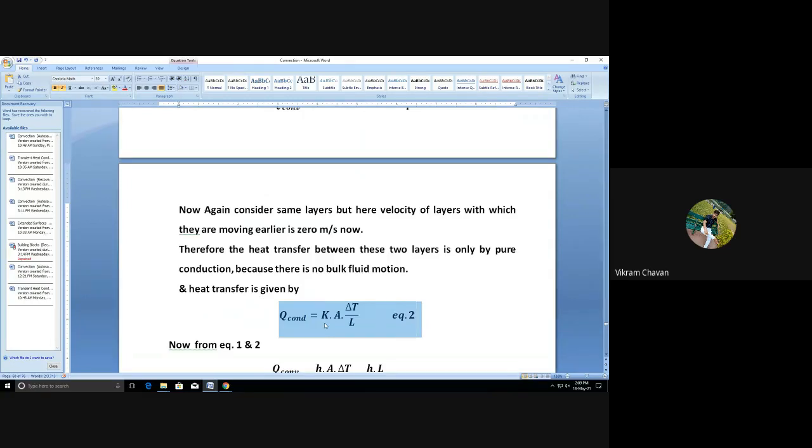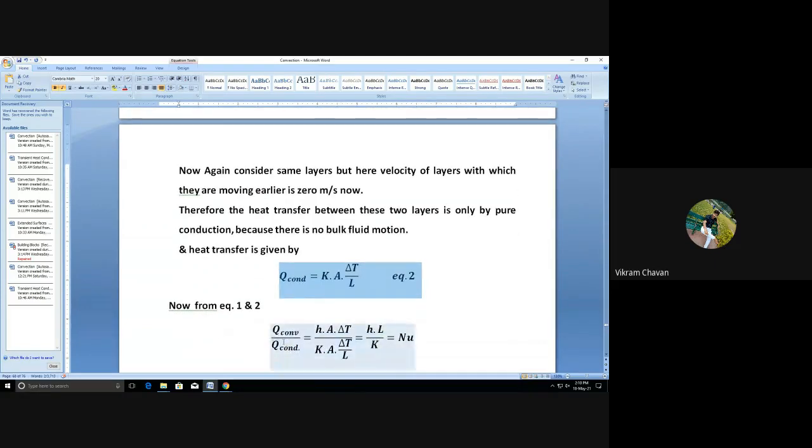conductivity of that fluid, A is the perpendicular surface area available for the heat transfer, delta T is the temperature difference between the two layers, and L is nothing but the distance between those two layers. So when we consider these two fluid layers as stationary and the heat transfer between them as conduction, the Fourier equation is Q conduction equal to K multiplied by A multiplied by delta T divided by L. Now this will be equation number 2.